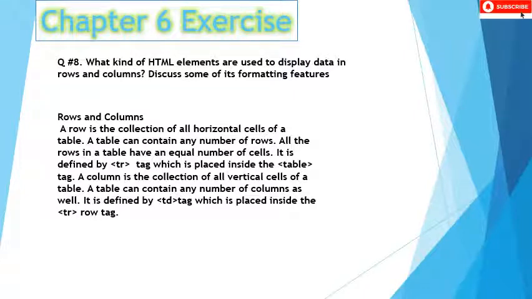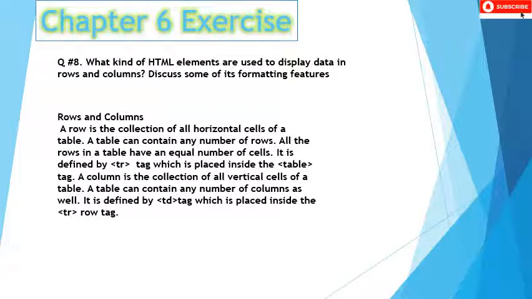A row is the collection of all horizontal cells of a table. A table can contain any number of rows. All the rows in a table have an equal number of cells. It is defined by tr tag, which is placed inside the table tag.